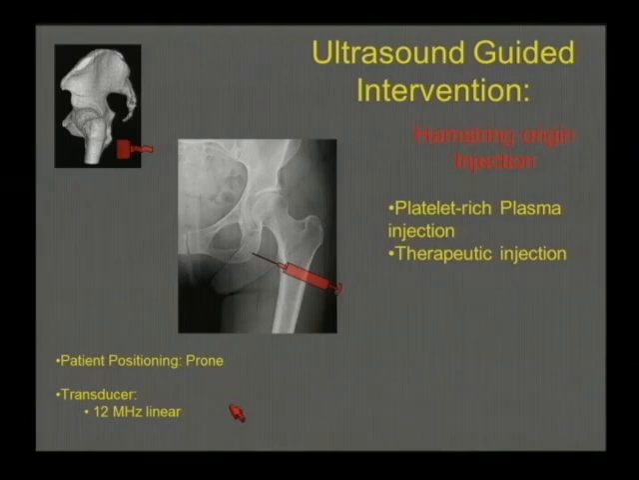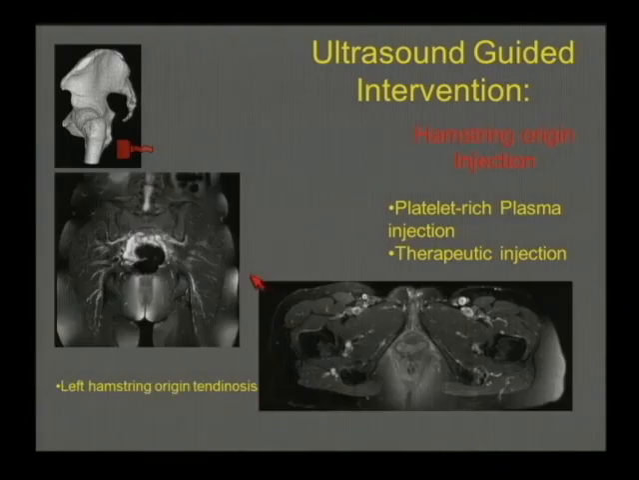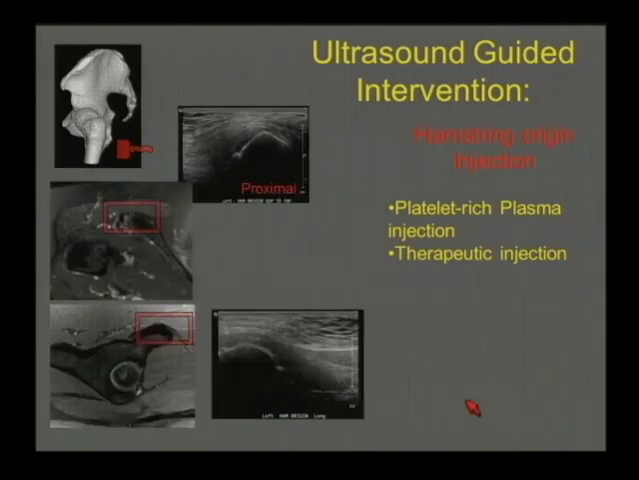Again, we have the patient positioned prone. This is a patient who presented with left proximal hamstring pain. So on a fluid-sensitive MRI, you can see increased fluid at the origin of both the semimembranosus and that conjoint tendon from which the semitendinosus and biceps femoris arise.